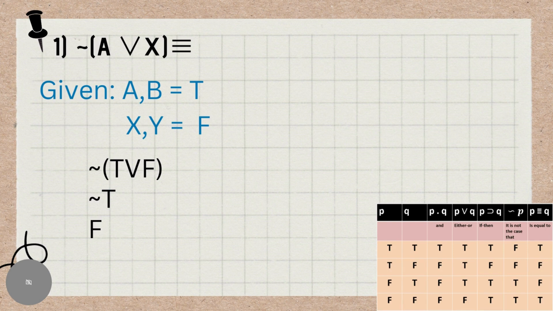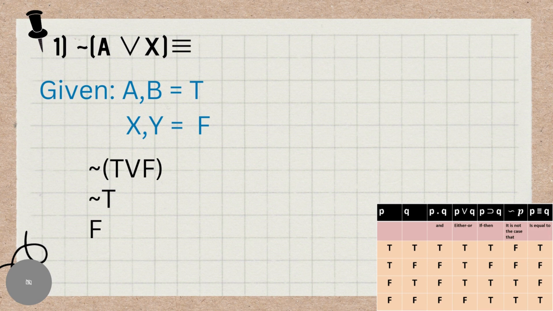So we have A, B as true values and X and Y are false values. So we will be replacing the variable with its respective values. A will be replaced by T and X as F. We will be using BODMAS to solve this first. We will be solving the brackets first, since we follow BODMAS.